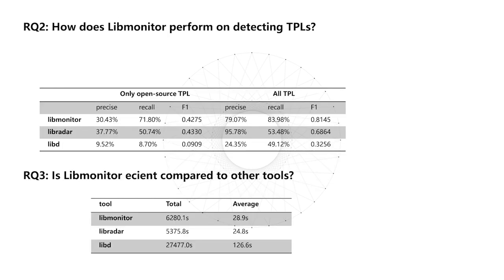Question 2. How does LibMonitor perform on detecting TPLs? To measure the precision of TPL detection for real-world applications, we use dataset PER for evaluation, and the results can be seen in the upper table. This result shows that LibMonitor outperforms other tools on F1 metric when detecting closed source TPLs.